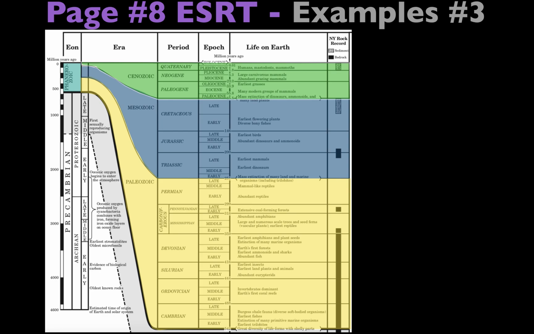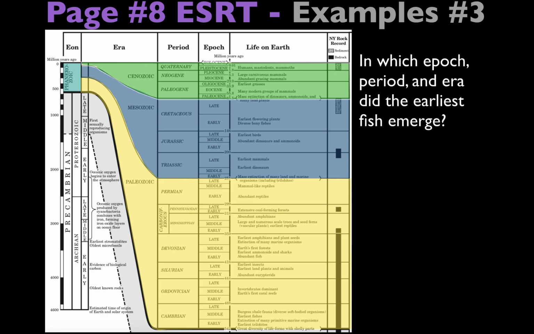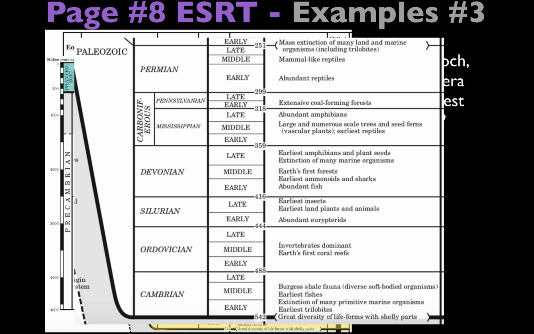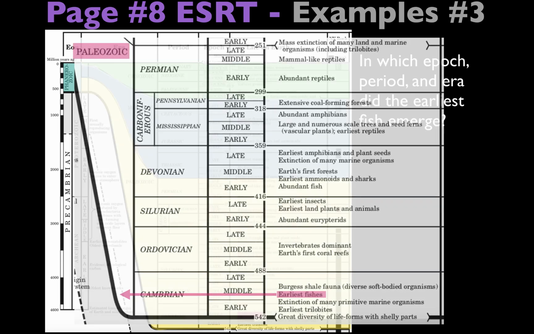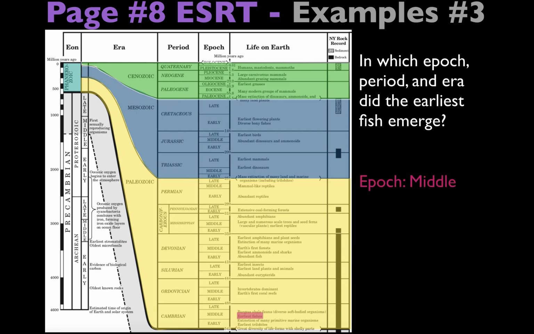Let's just do one more example question here. In which epoch, period, and era did the earliest fish emerge? If you search the Life on Earth column for earliest fish, you'll find it pretty close to the bottom. Let's zoom into that, locate earliest fish, then we look over to the epoch, period, and era columns, and we will see that the epoch is middle, period is Cambrian, era is Paleozoic.